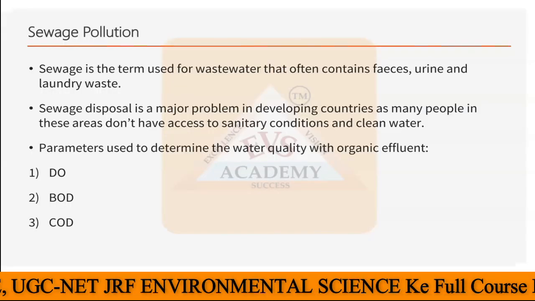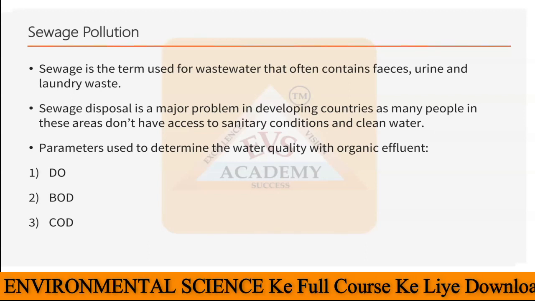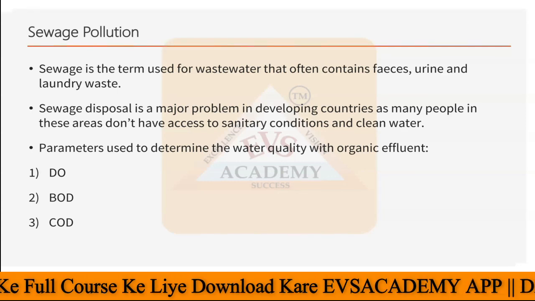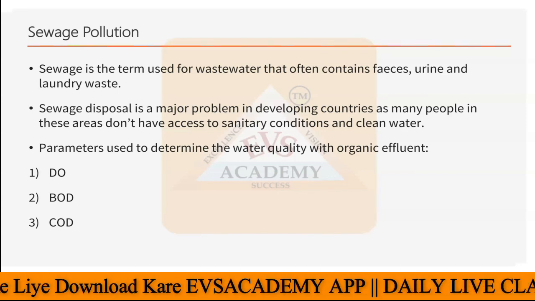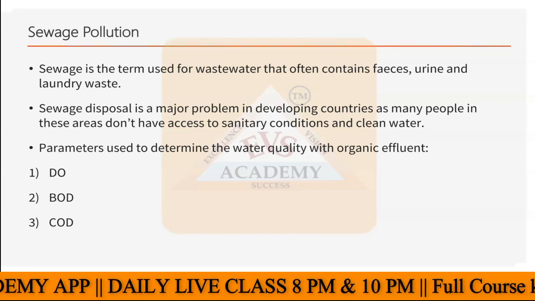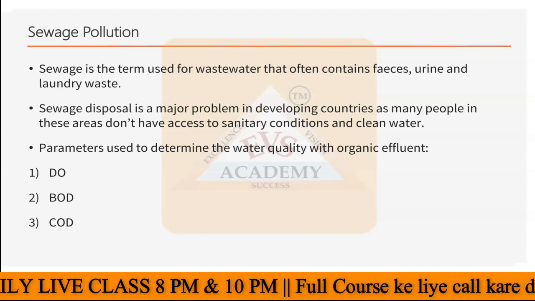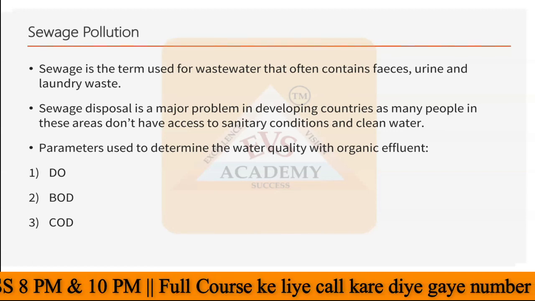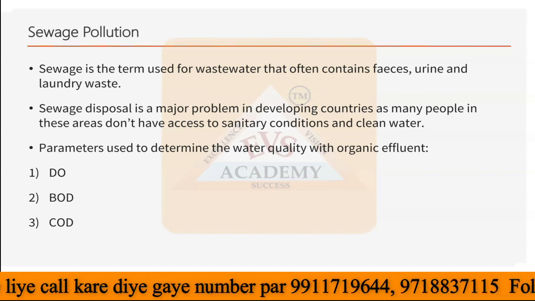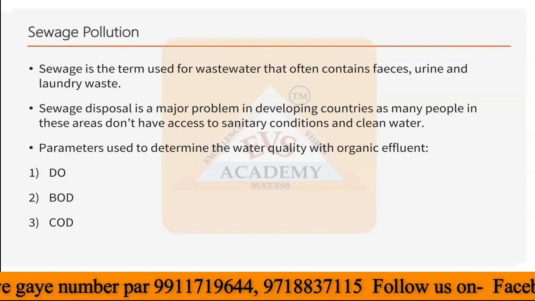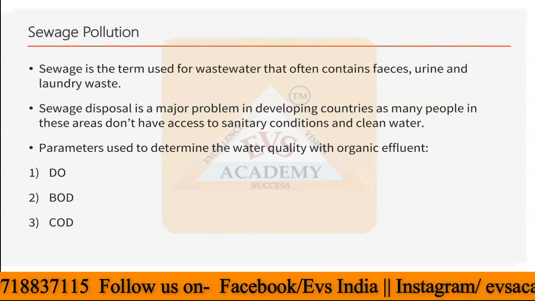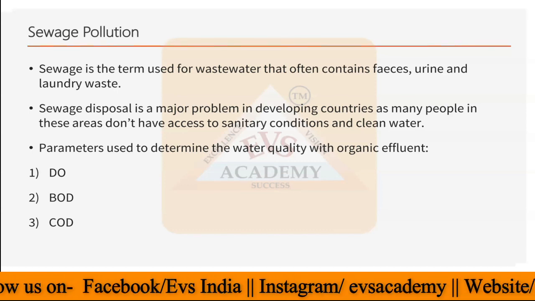If you look at the different types of water pollution, the most important or critical water pollutant is sewage pollution, or you can say household pollution, because the amount coming from the sewage area or from households is very, very huge. And that is mainly containing all the organic impurities. When this organic impurity reaches the water, it will contaminate the water, and there would be a problem. So sewage is the term used for wastewater that often contains feces, urine, and laundry waste, which is coming from all the households.